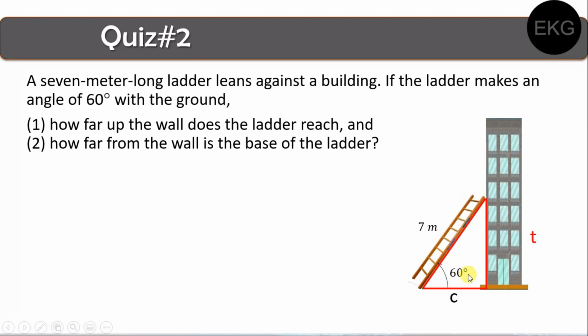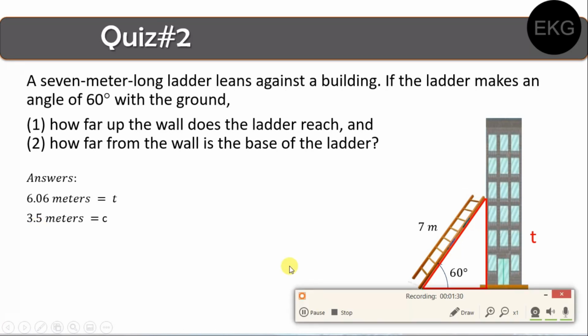So, ito yung angle na given natin. Ano ba yung opposite side? Ano ba yung adjacent side sa angle na to? Ano ba yung hypotenuse ng triangle na to? So, if you determine that, we will arrive at the same answer that t is 6.06 meters, while c is 3.5 meters. Moving on to the second problem.